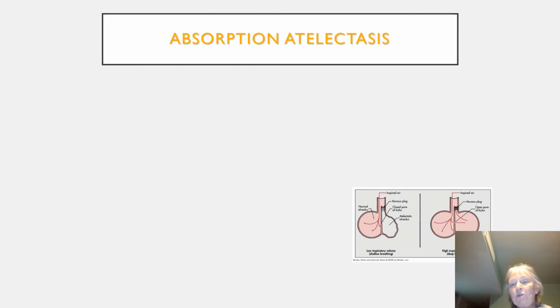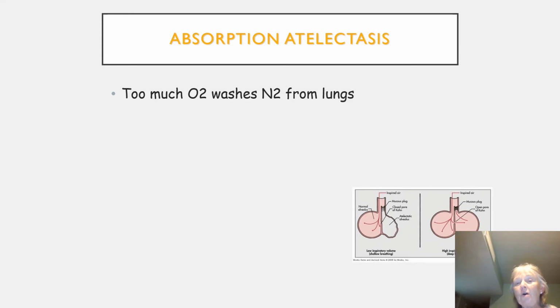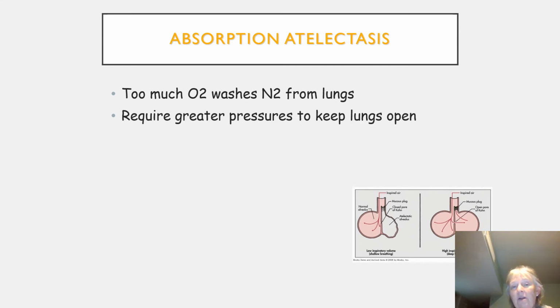And then again, absorption atelectasis, we talked a little bit about that. Too much oxygen washes the nitrogen from the lungs. There's nothing to hold the lungs open, the alveoli open, once the oxygen leaves because of some type of plugging. And as a result of that plugging, now the alveoli are going to collapse. What do we do? Add more oxygen. And there it is. You have to have greater pressures to keep those lungs open.